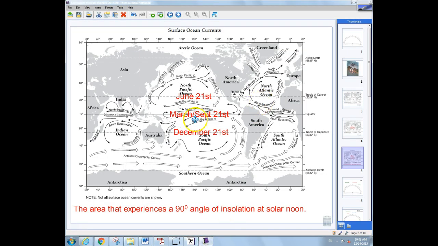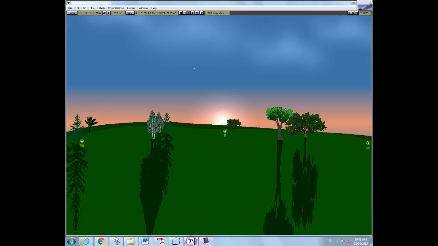Back to here, you can see that the equator, right over here, is the line of latitude that receives a 90 degree angle of insolation on March 21st and September 21st. So whatever you get for March 21st, you'll get the same for September 21st. Let's go back to Starry Night.